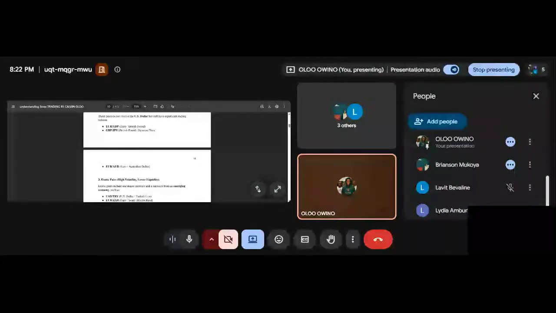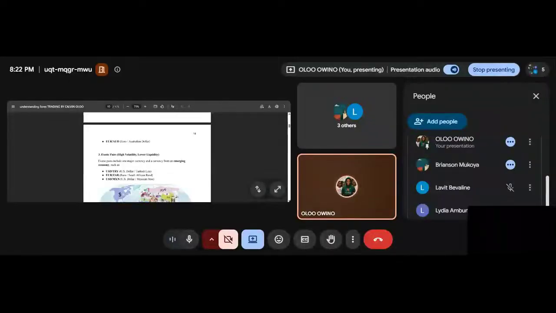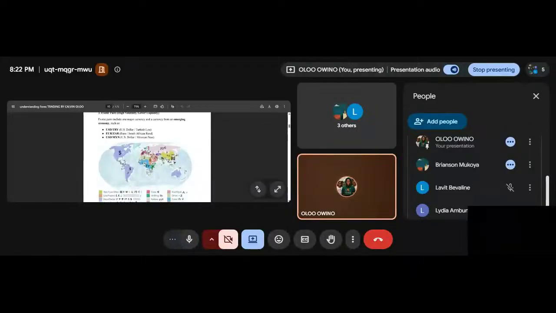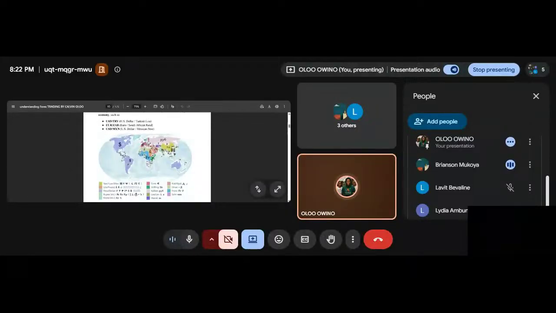So we have the US dollar against the Turkish lira. We have the euro against the South African rand. USD against the Mexican peso. We have many of them. We also have the US dollar against the Kenyan shillings, the Ugandan shillings, Tanzanian shillings, Congolese franc, whatever. Those are emerging currencies against a what? A major currency. The euro against the Kenyan shillings, and so on.